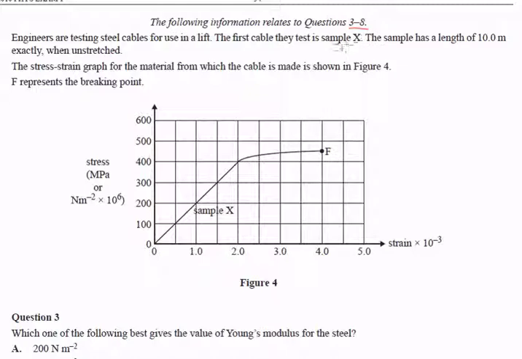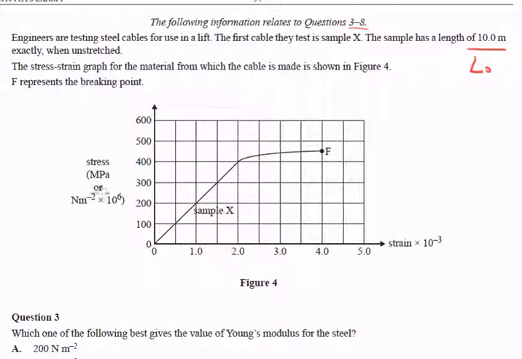The first cable they test is sample X, and it has an original length of 10 meters when unstretched. And here it is, a graph of the stress they apply and the strain that they measure. So remember, when they're applying a stress, obviously they're applying a force, they're pulling on it, and they're seeing how much does it strain. So if they pull on it and apply a stress at 300, its strain is 1.5 by 10 to the minus 3.